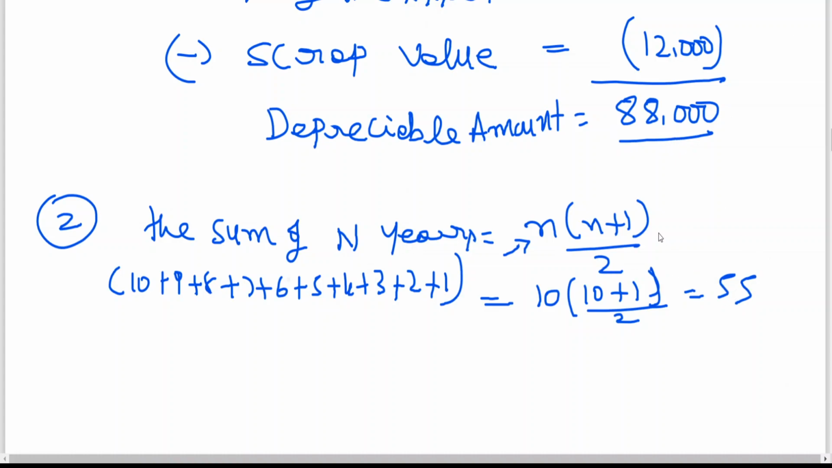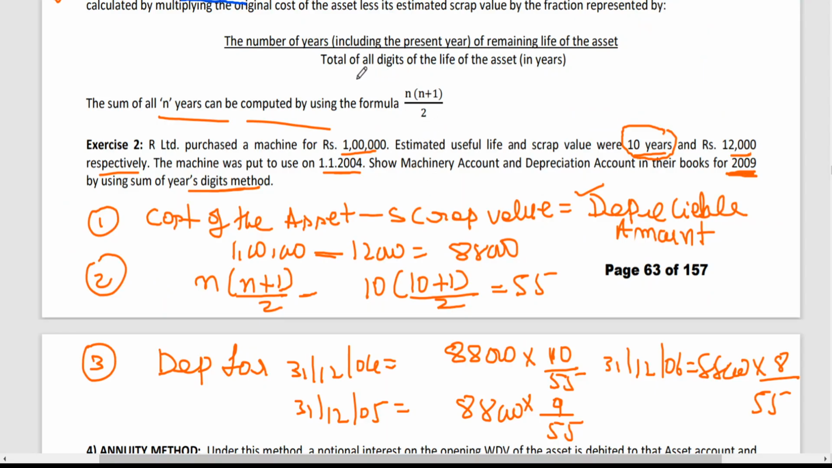Now the numerator. We have seen that here it is the number of years including the present year of the remaining life of the asset. At the beginning of the first year, 10 years. Next year, after one year has been completed, 9 years. After that, 2 years completed, 8 years. After that, 3 years completed, 7 years. This is the numerator: the number of years including the present year of the remaining life of the asset. In the beginning, 10 years. Then next year, 9 years. Like that we have to calculate.